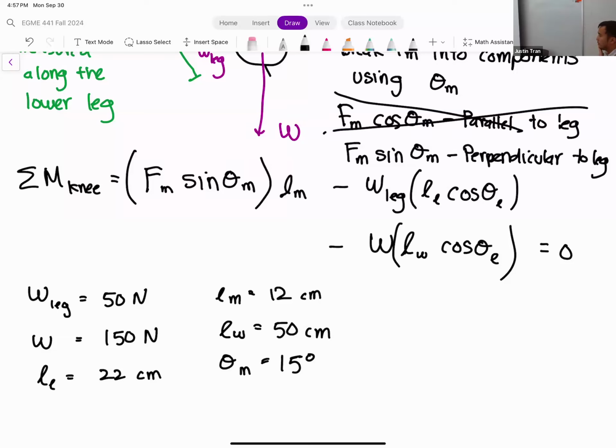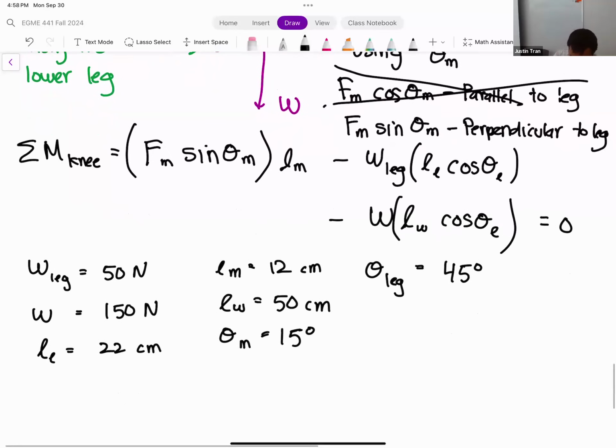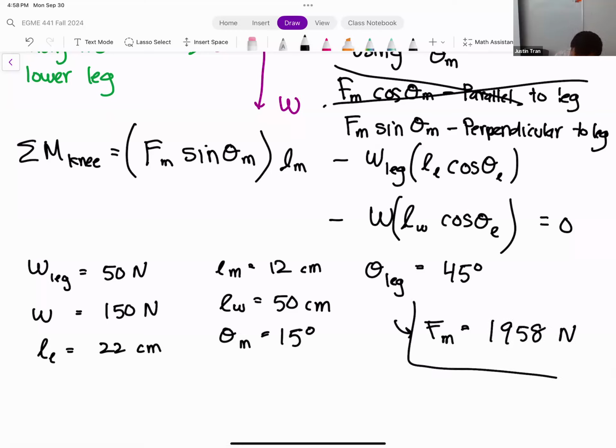Now that is pretty small, that's right. And so the quadricep muscle acts pretty parallel to the lower leg. And let's assume our leg here is at an angle of 45 degrees with respect. All right, so you plug all that in, and what we get is Fm is equal to 1958 newtons.